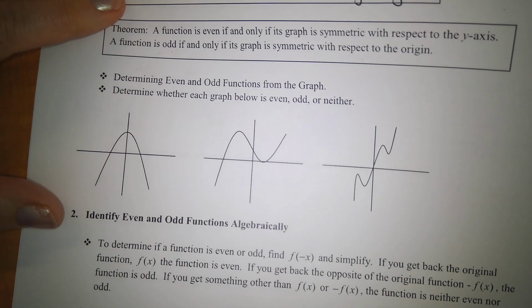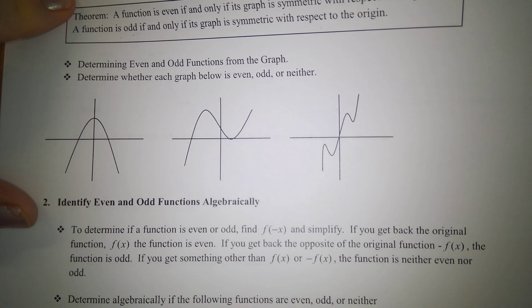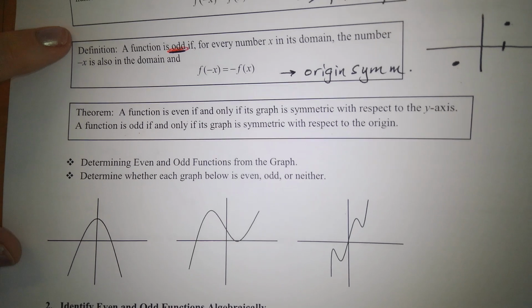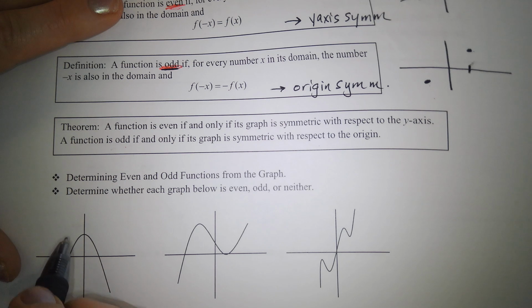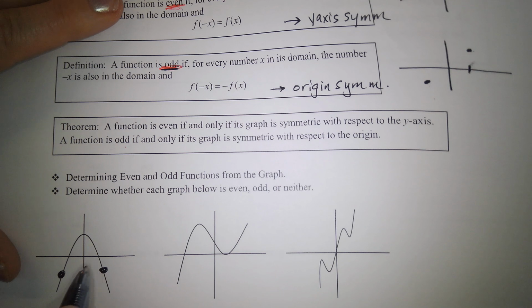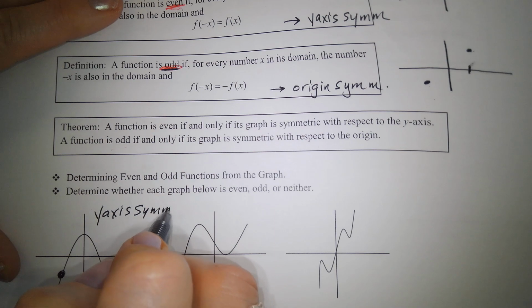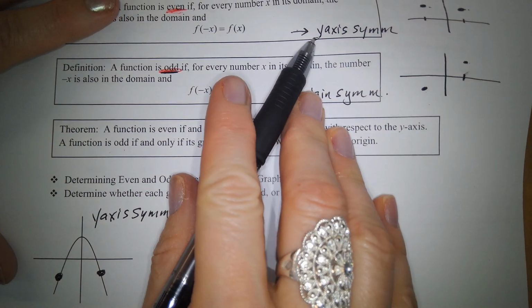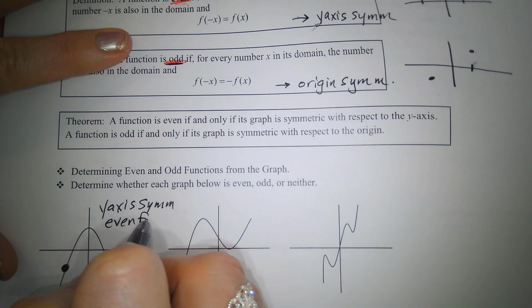Let's determine even and odd functions from the graph. So we have these graphs right here. Let me pull that down a little bit. There we go. That'll work. Okay, so this graph right here definitely has y-axis symmetry. Every point on this side is also on this side of the y-axis. Since that is true, this has y-axis symmetry, and by definition, any function that has y-axis symmetry is even. So this is an even function.